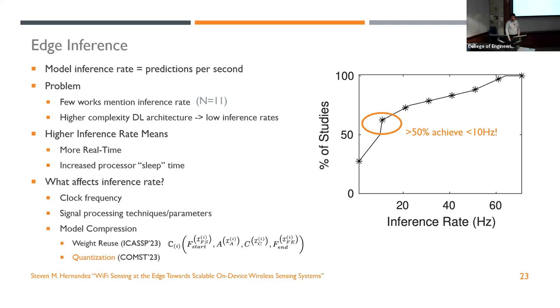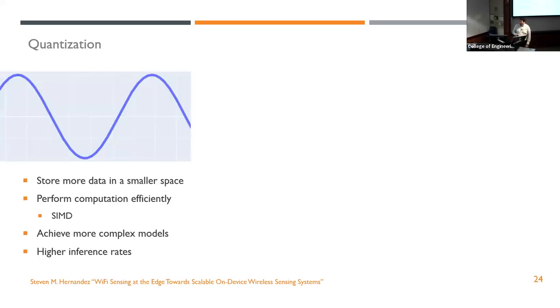So what sort of things affect that inference rate? On the module, we might have clock frequency or signal processing techniques that we have to be considerate about. And over the past year, we have two works that discuss things like model compression. How do we make the model smaller so that there's less computation to do, through either weight reuse or quantization? Quantization is one of the more important things here, and we did look at how we can achieve different models on these devices.